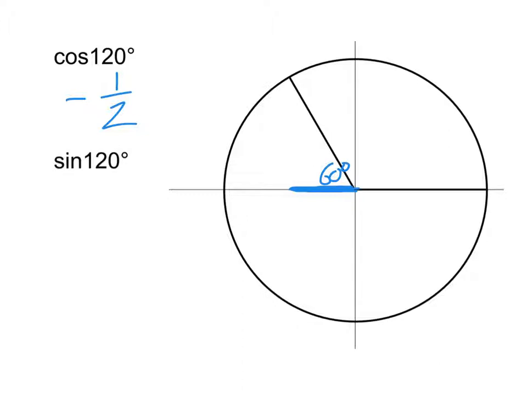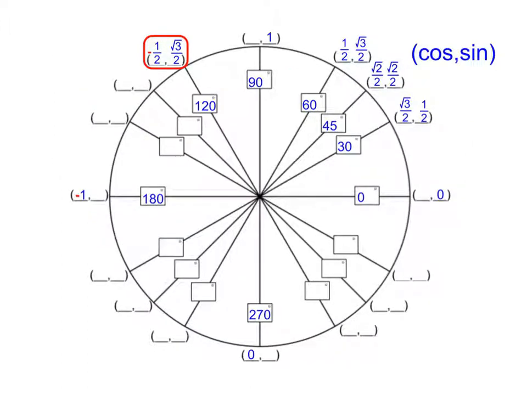Okay, so sine of 120. Well, we start with sine of 60, because we're looking for our y-coordinate here, and we're using the reference angle of 60. The sine of 60 is root 3 over 2. Okay, should this be positive or negative? It's going up. So is going up positive or negative? Positive. And so then sine of 120 is a positive root 3 over 2. Knowing that, I can go ahead and fill in those two values on my unit circle picture. So do so.